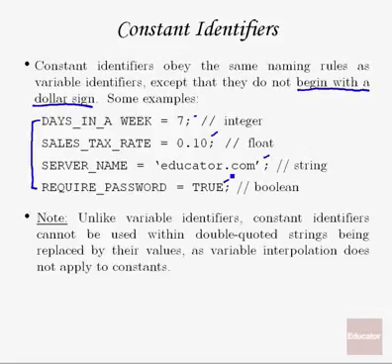One thing to note in particular is that unlike variables and variable identifiers, you can't use a constant within a double-quoted string. With variables, you can make use of variable interpolation, but that does not work for constants. If you put a constant name within a string, it's just simply going to output the name of the constant.